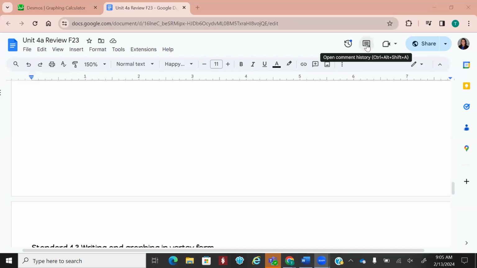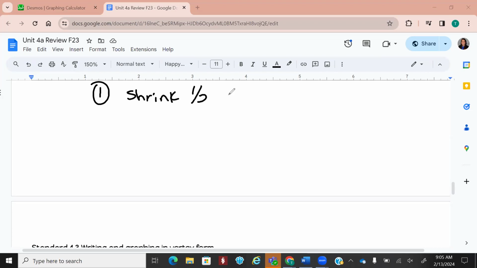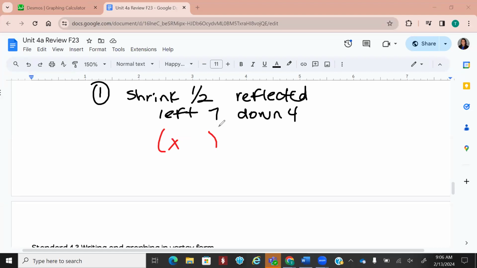Again, blank sheet of paper or wherever you can find space. We're just going to practice a couple. On the first one, if I had a shrink of 1/2, reflected, left 7, down 4, what would the equation be? Okay. So if I were writing this, I would say parentheses x, and that little squared up here. We have a shrink of 1/2, so that 1/2 is going to go out front. It's reflected, so it's going to be negative out front. Left 7, that means we're going to do +7 and -4. Did you get that?